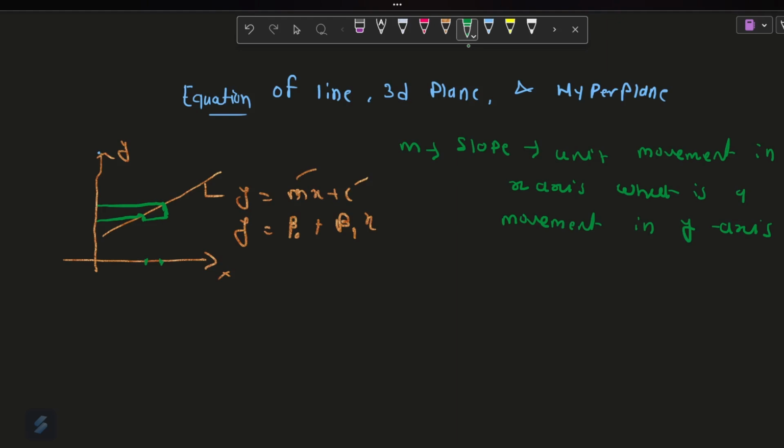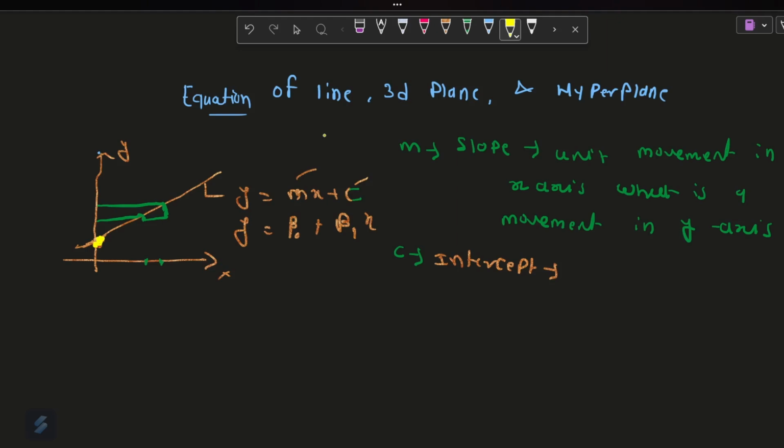Similarly, when we talk about c, what is the c value? c is basically the intercept. Intercept basically means the point where this line crosses the y-axis. Which point is it that the line crosses? This point we call the intercept of that particular line.